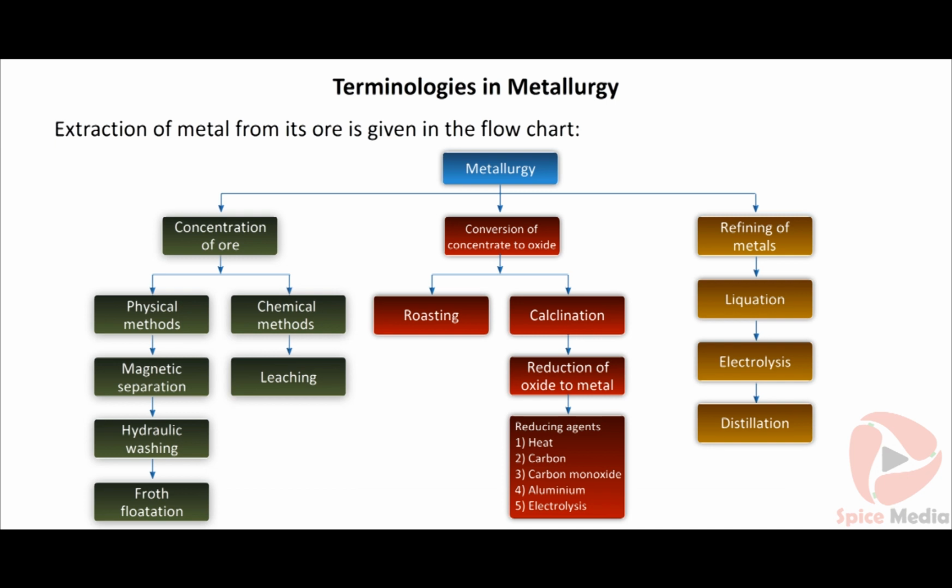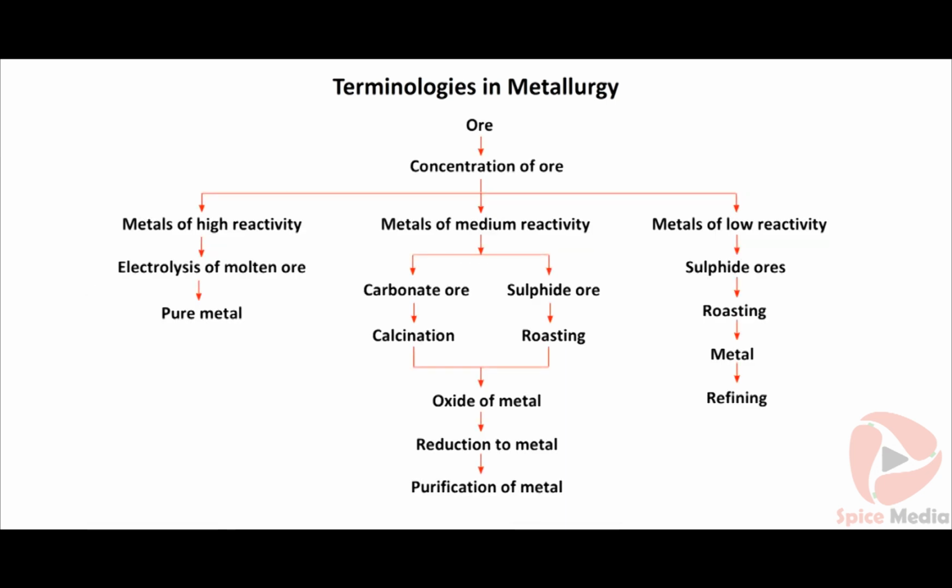Metallurgy is the entire process of obtaining or extracting a pure metal from its ore and comprises three main operations: concentration of ores, conversion of concentrate to oxide, and refining of metals. The flow chart represents the steps involved for the extraction of metals from their ores based on the reactivity. Metals of high reactivity, metals of medium reactivity, and metals of low reactivity.